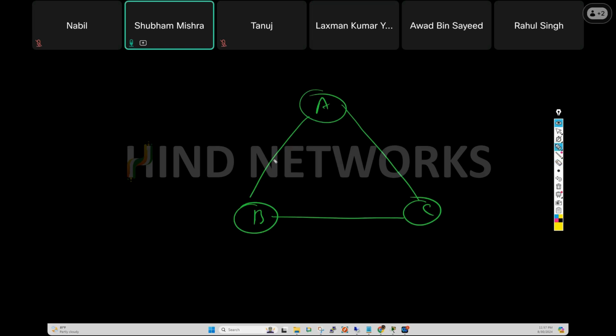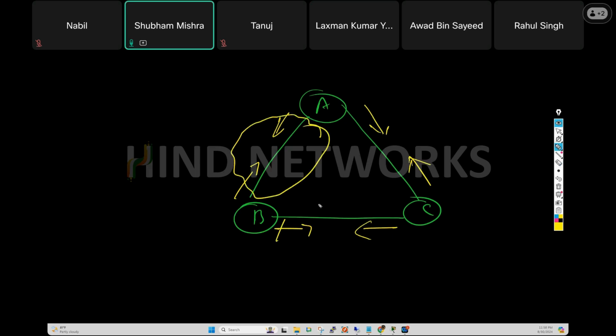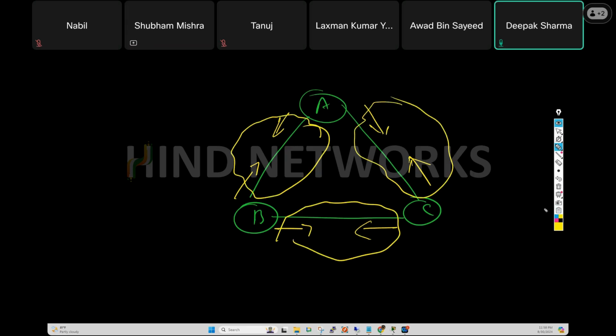It means on this link, switch A sends the BPDU, switch B sends the BPDU. On this link, B sends the BPDU, C sends the BPDU. Then A sends the BPDU, C sends the BPDU. It means an election will happen here, a separate election here, and a separate election here. So on all the links, election will happen. Are you clear now? So in this case also, there is only one root bridge. The root bridge is always one.